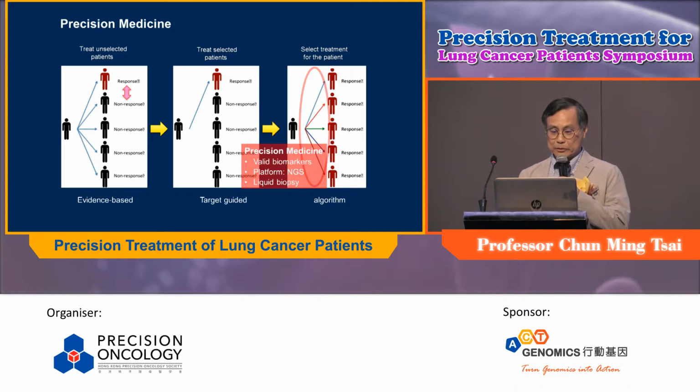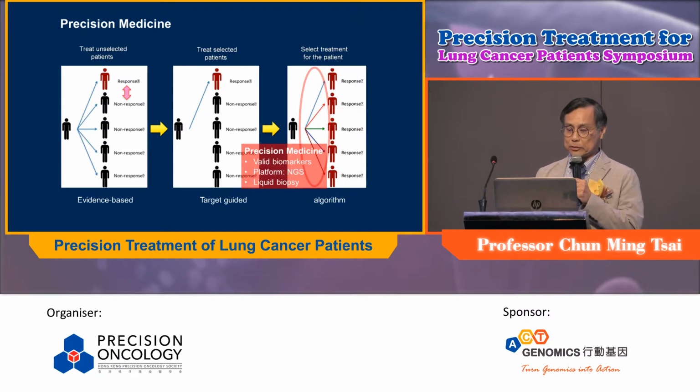And then we should have a platform, that's NGS, so we can detect every trackable or actionable gene that we can treat. These genes will help our patients. And finally, we can now apply liquid biopsy so that we can monitor the treatment course at different time points to follow the change of disease course.